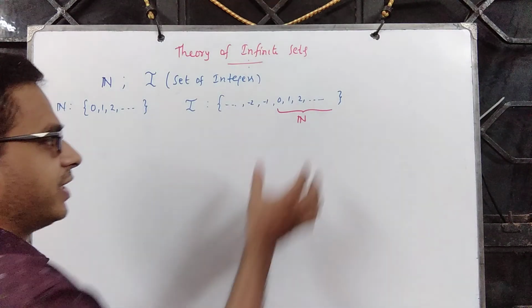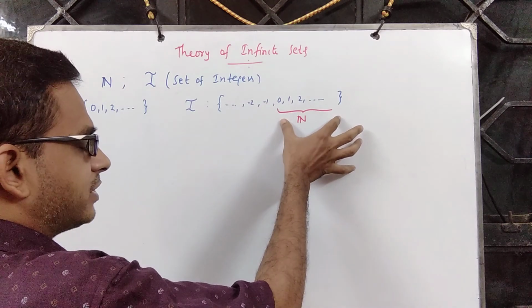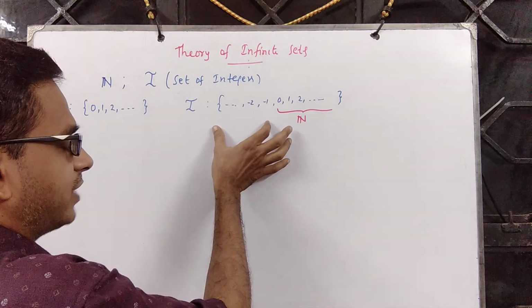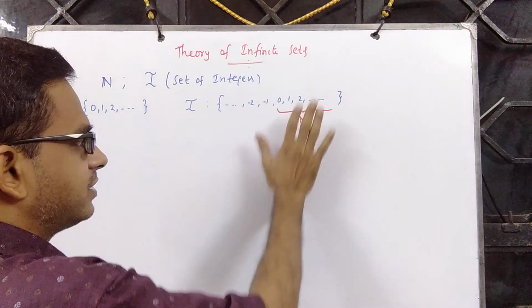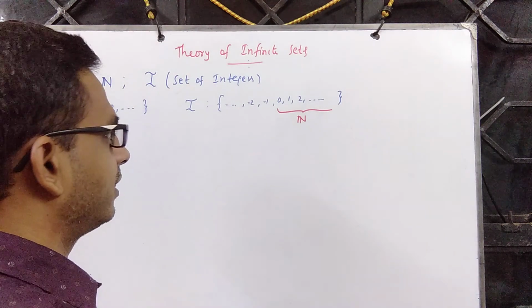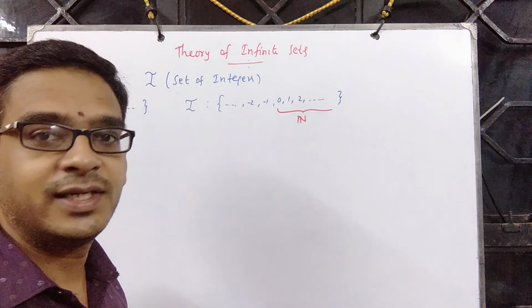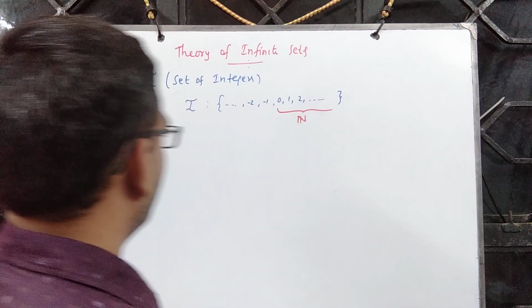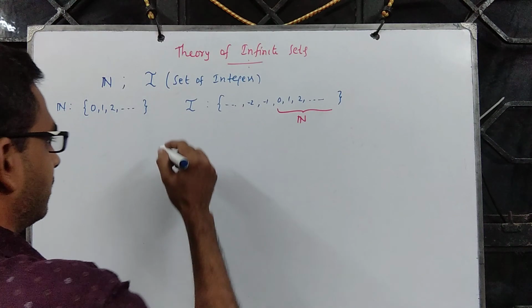So intuitively you think this is like positive natural numbers and this is like negative natural numbers. In some sense, this is 2 times I and n is a strict subset. Therefore, I has got larger cardinality. But here is a bijection.